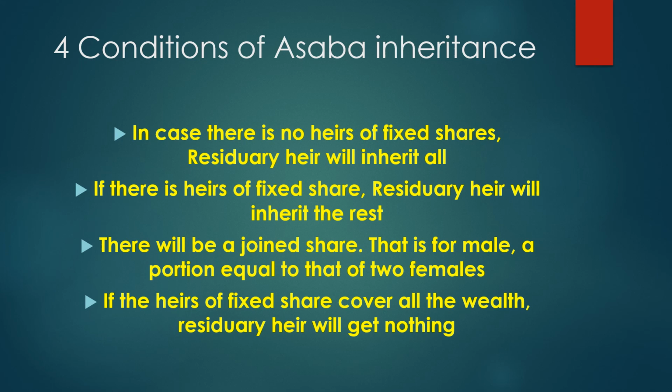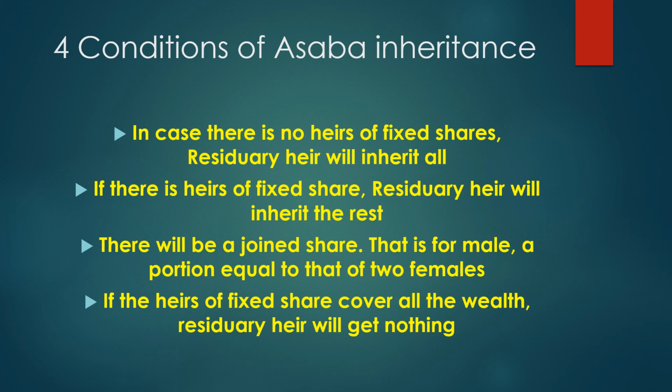And there will be a joint share, that is for a male a portion equal to that of 2 females. That is, 1 son and 1 daughter come as heirs, so they are termed as asaba, the detail will come. Here the son will get a share equal to that of 2 females. So that is also a condition of asaba.